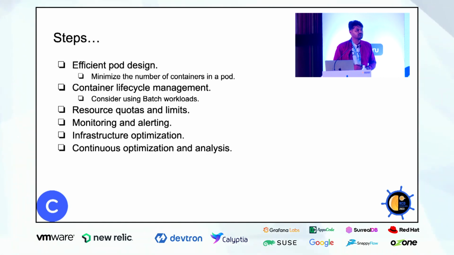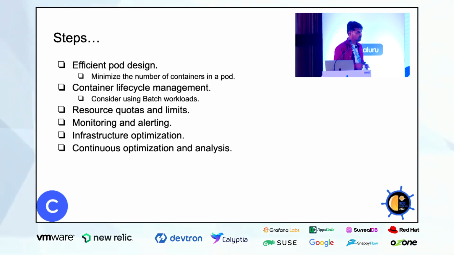Efficient pod designing: minimize the number of containers in a pod. If you are running a sidecar container, make sure that it's worth running it. Don't just keep adding sidecar containers. Then container lifecycle management. The readiness probe, liveness probe and init containers are all very efficient. If you have scheduled workloads, you can also use batch jobs, such as Kubernetes cron jobs or Kubernetes jobs as well.